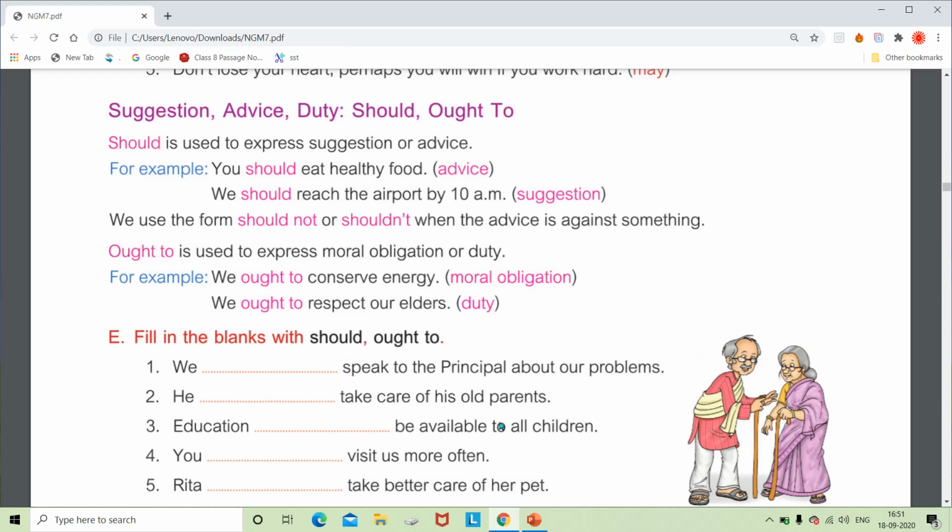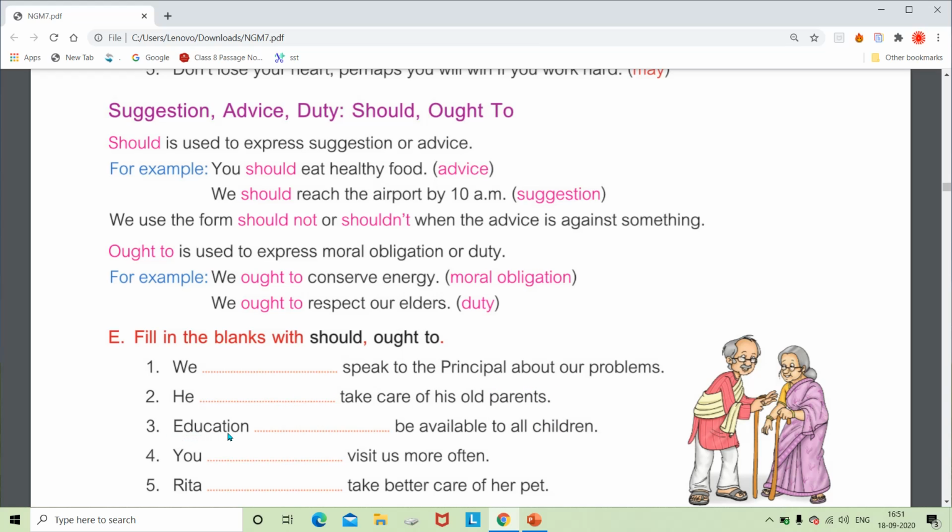In the first one, we dash speak to the principal about our problems. It is a kind of suggestion, so we can write should. We should speak to the principal about our problems. The next, he dash take care of his old parents. It is a moral duty, so we can use ought to here.